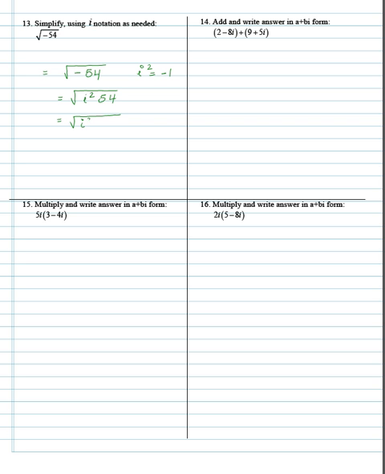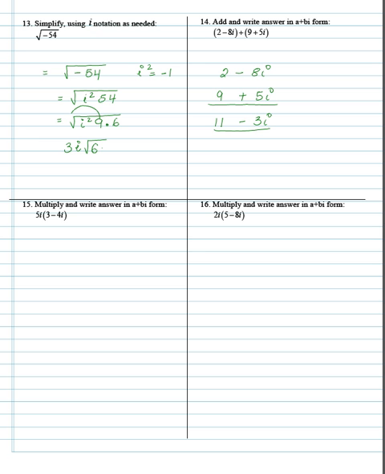So 54, I can rewrite as 9 times 6. I always pick a perfect square. So what happens? Square root of i squared is i. Square root of 9 is 3. And radical 6 stays inside. Next, add 14, add 2 minus 8i, 9 plus 5i. When I add them, 2 plus 9 is 11. Negative 8i plus 5i is negative 3i. Final answer.